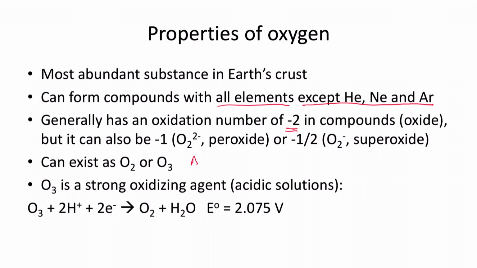Oxygen can also exist in different allotropes. The allotropes of oxygen are O2 and O3. O3 is something called ozone, and ozone is a very strong oxidizing agent. Under acidic conditions, ozone can react with H+ ions and electrons to form O2 and water. And you can see the E0 for this, the voltage, is spontaneous, 2.075 volts.